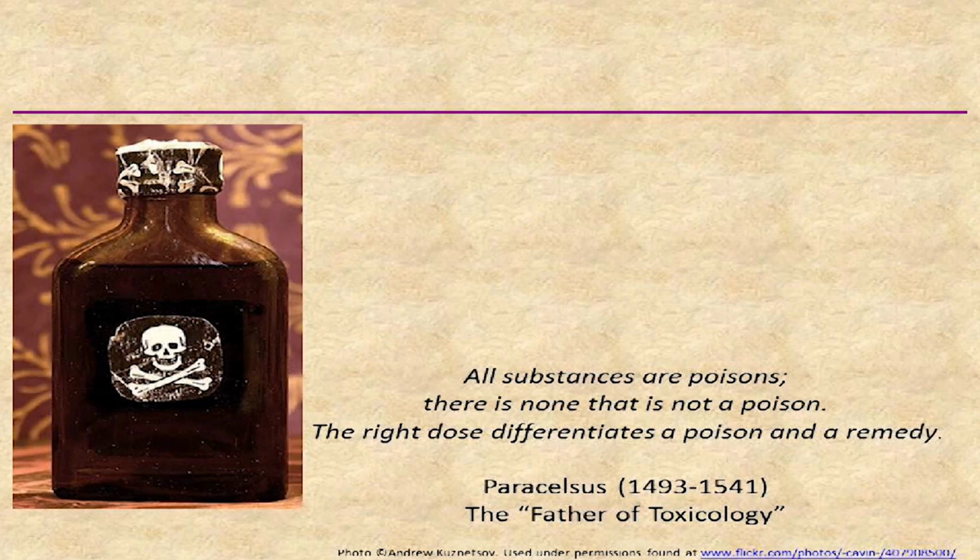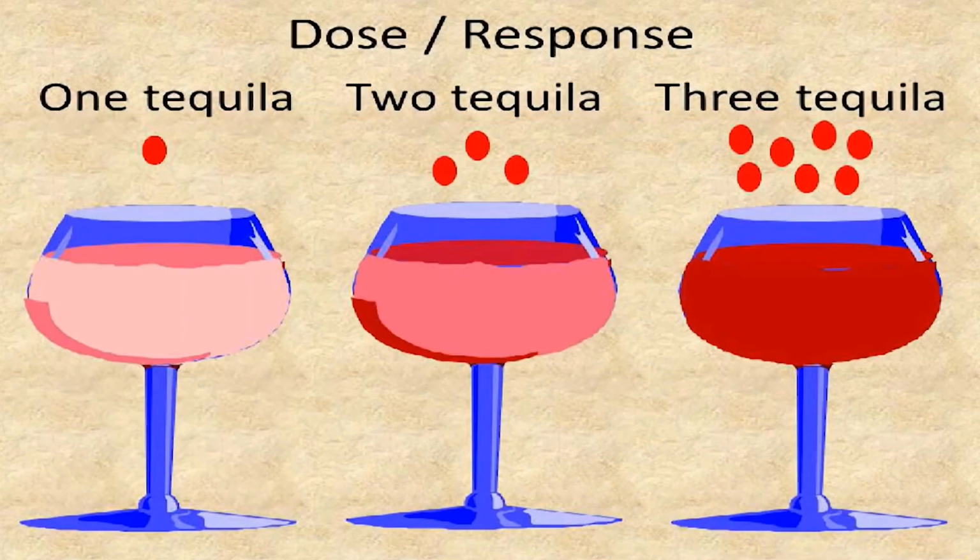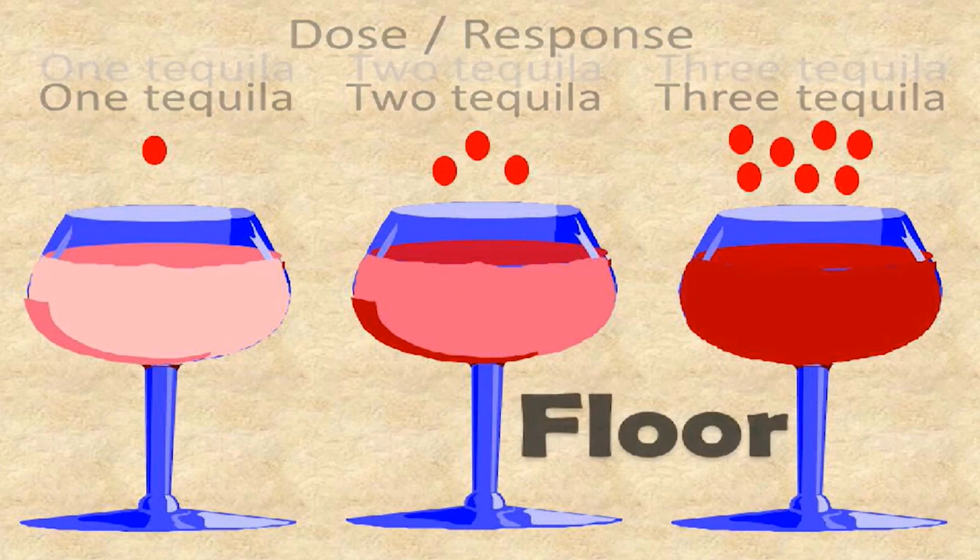So one of the things we'll be looking at is this idea of a dose and response. So if you get a dose of any chemical, what kind of response could you see? And what's the boundary between a non-toxic response and a toxic response? The easiest way I can explain it is to think of the dose response curve in terms of the 1 tequila, 2 tequila, 3 tequila floor concept.